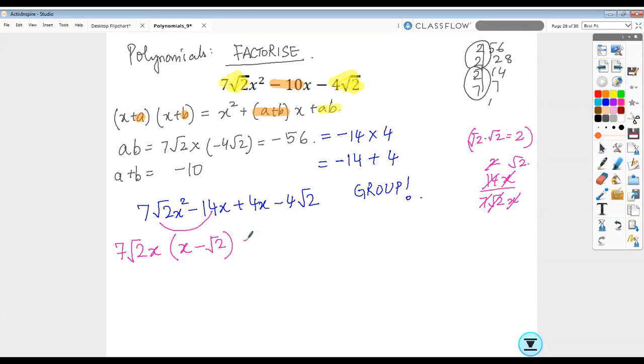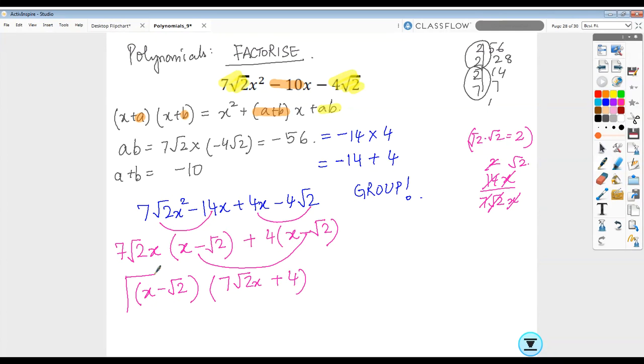That's it. Plus, let's try and take out something common from this. So what is common? I clearly see a 4 common and nothing else. So I'm left with an x and I'm left with a root 2. Now I see that these two factors are common here. So I take out x minus root 2 here and I am left with a 7 root 2x plus 4. This is the factorized form of the given expression, and you can always apply the distributive property, check whether they multiply and give you the same answer.